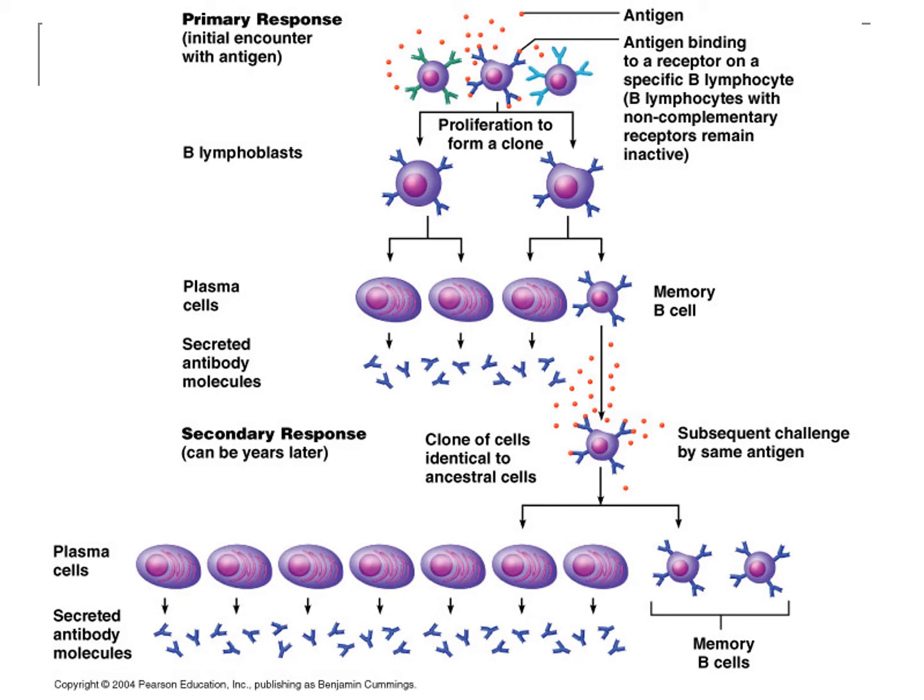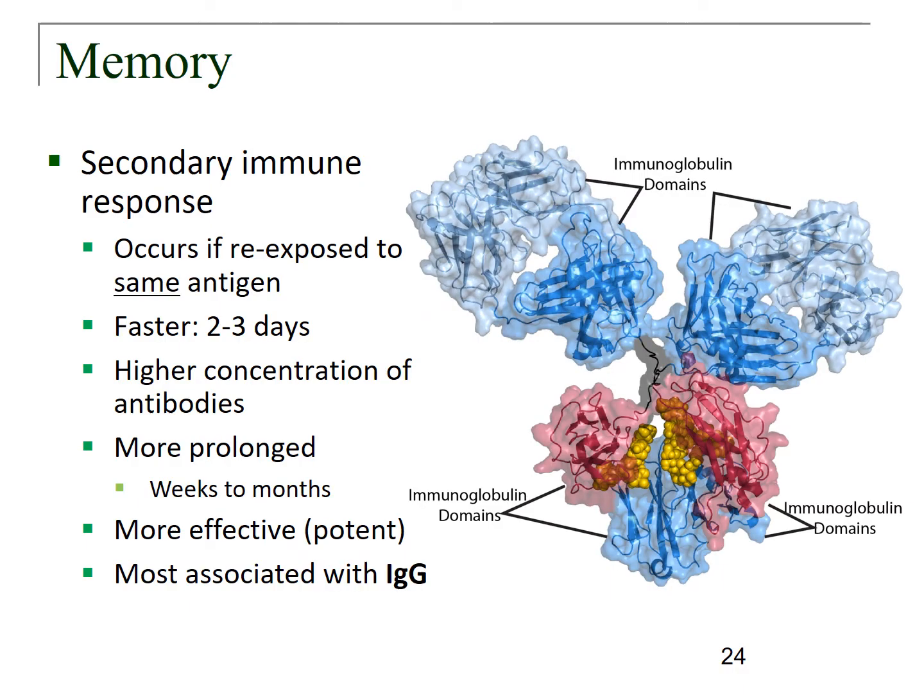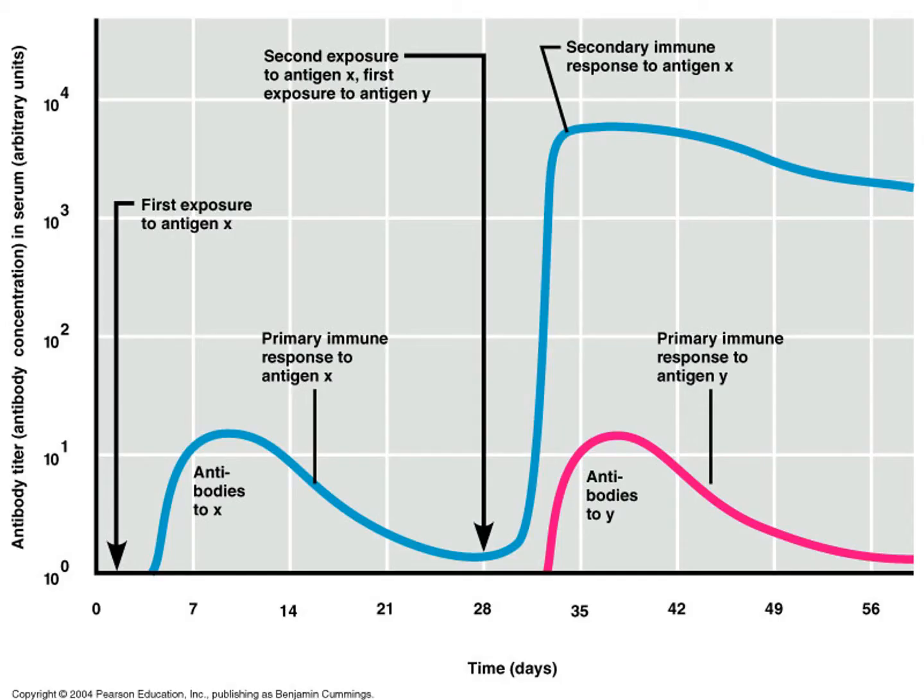So the thing that I want to emphasize here is that your secondary response is much more dramatic than your primary response. So your secondary response is faster, so it happens in 2 to 3 days. You have a higher concentration of antibodies, so more antibodies get produced. The duration of production is longer, so you have weeks to months of this higher concentration of antibodies. That makes it much more effective. And in this case, you have a different structured antibody that's produced.